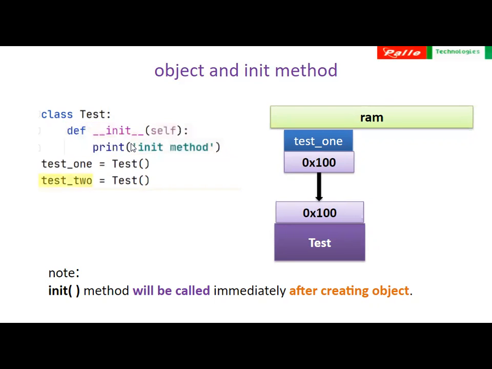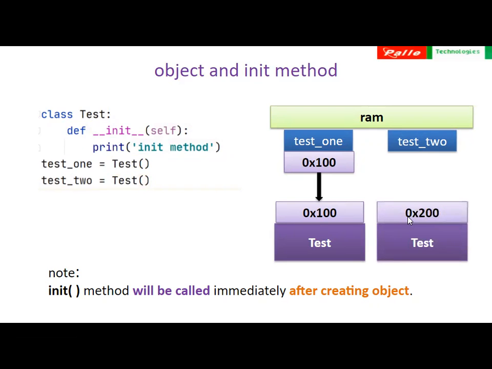Similarly with test2, it will create the variable test2. After that, it will go to the right hand side and create the object. Once the object is created, it will give some address. That address will be stored in this particular variable, and that variable will be pointing to this object. Once it is executed, it will automatically call the init method.